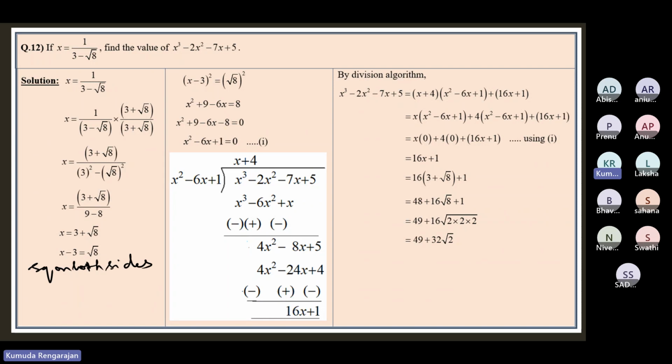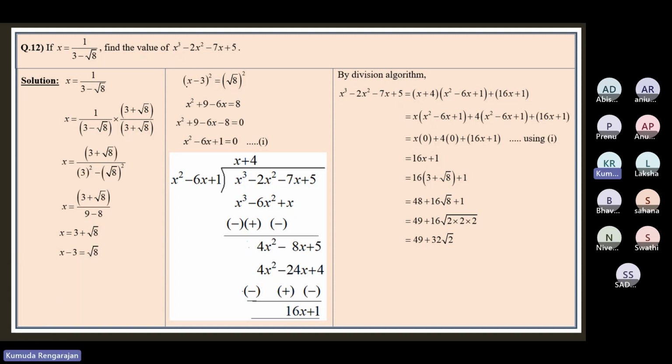Now, why should we square on both the sides? Because we have to get rid of the square root symbol. So we square on both the sides.